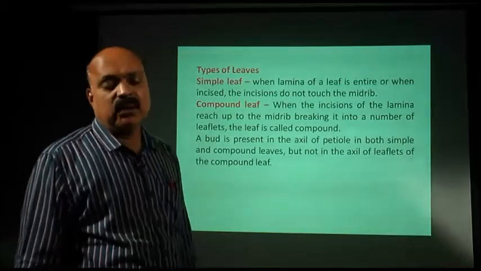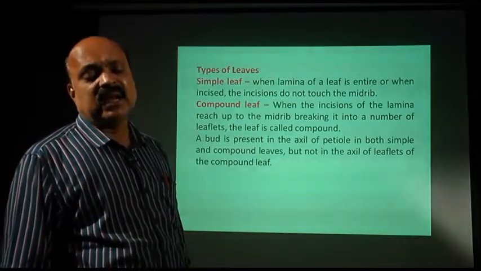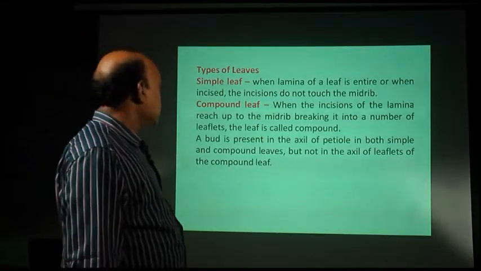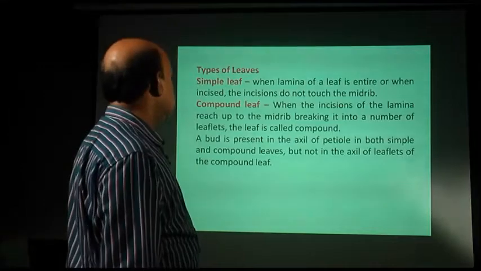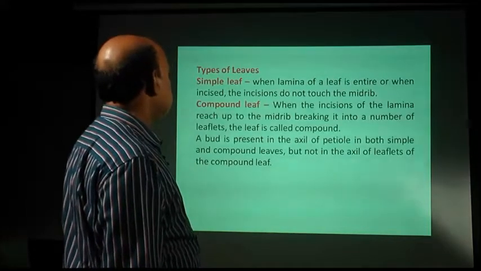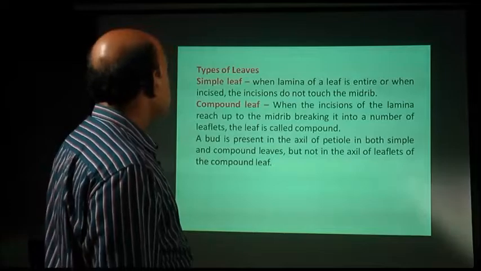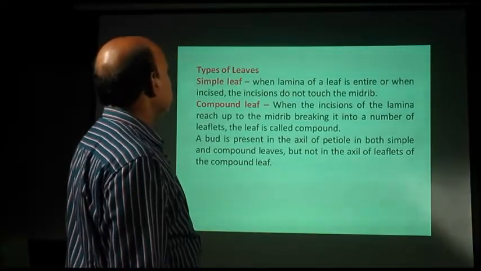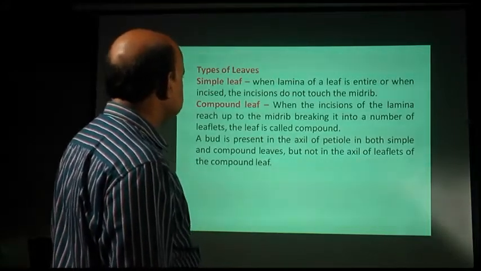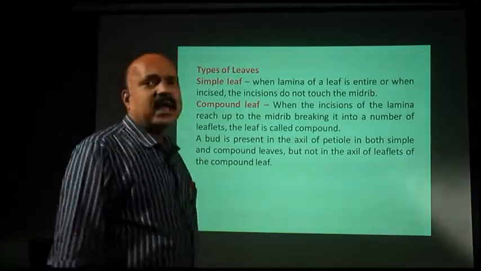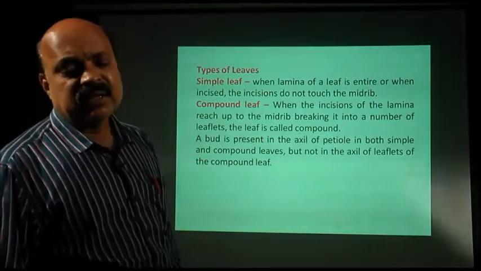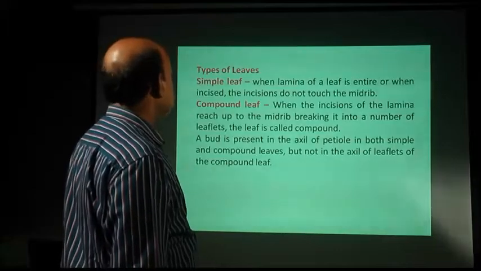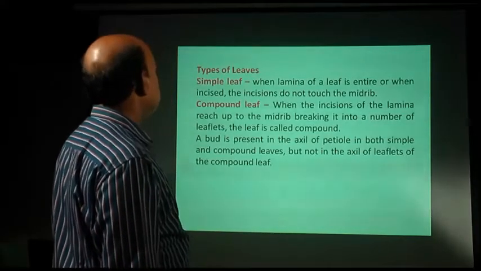Then next is the compound leaf. So when the incisions of the lamina reach up to the midrib, breaking it into a number of leaflets, the leaf is called compound leaf. Meaning the incision completely reaches the midrib or the base and cuts the leaf into pieces, then such type of leaf is called as compound leaf. So leaves are basically two types, one is simple, another is the compound.